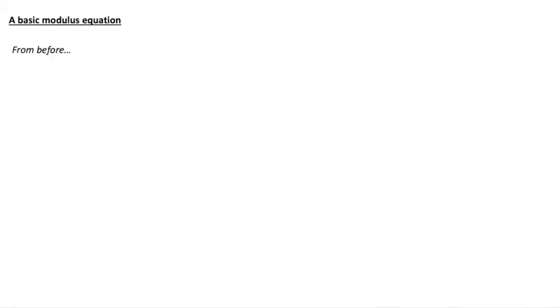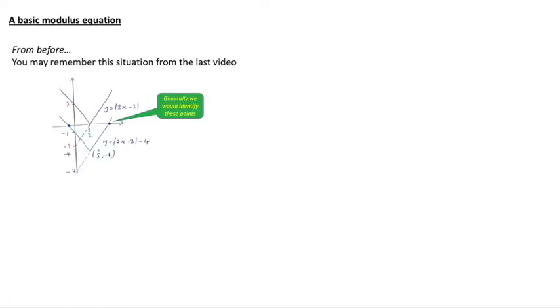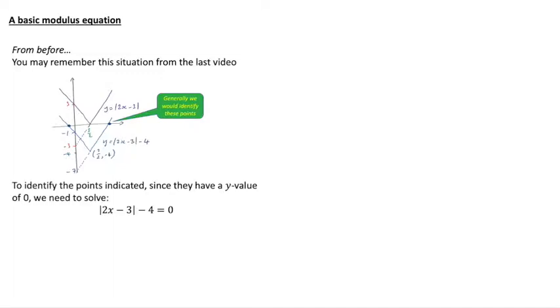Let's have a look at a basic modulus equation. From the previous video, you might remember we graphed y equals mod 2x minus 3, and mod 2x minus 3 take away 4. I mentioned we would try to identify the points where y equals mod 2x minus 3 take away 4 crosses the x-axis. I suggested you might want to have a go at it, and maybe you succeeded, but let's look at how we would do it in case you haven't.